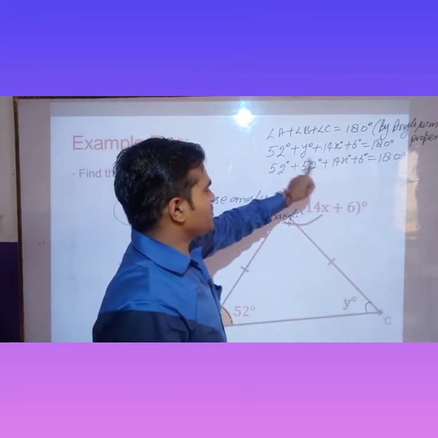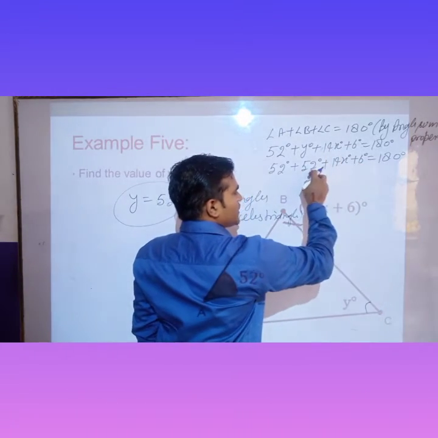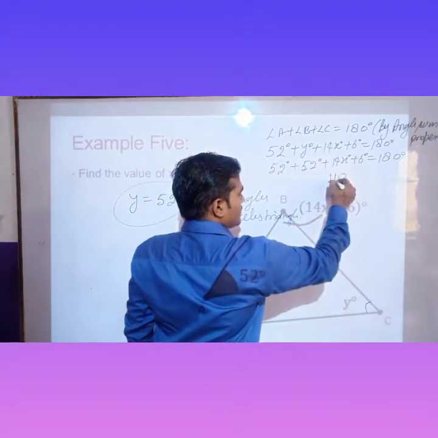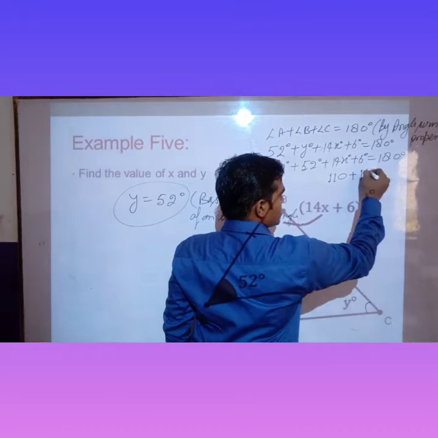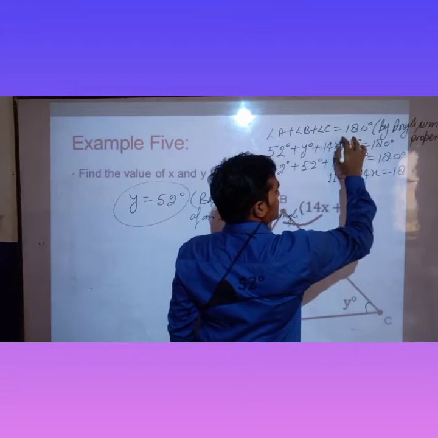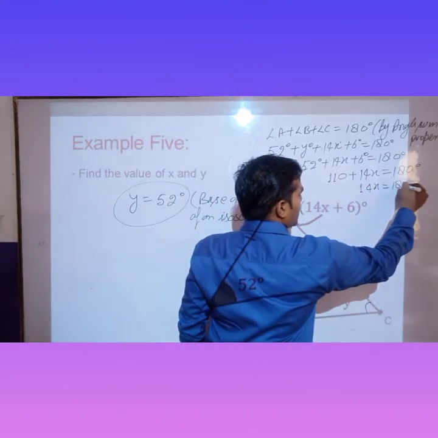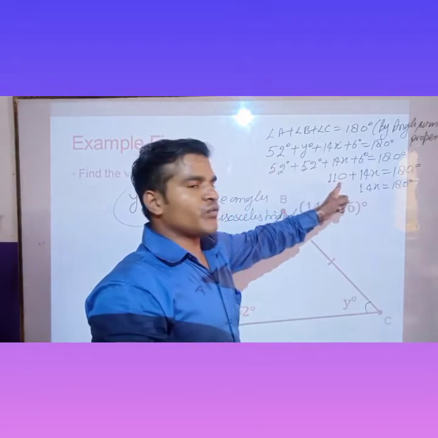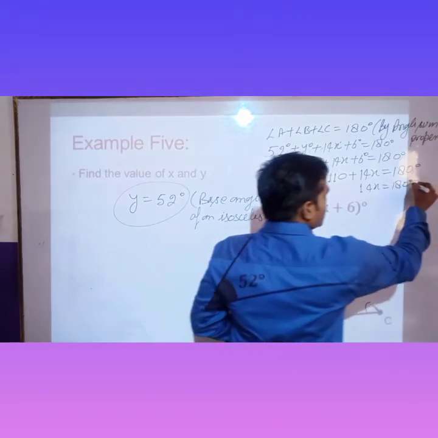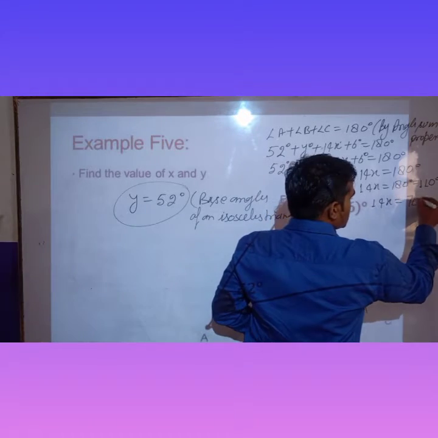Now we will add 52 plus 52 plus 6. When we add it, we get 110, plus 14x, is equal to 180 degrees. Now children, we transpose 110 from left to right. When we transpose it, we get minus 110. So children, 14x is equal to 70 degrees.